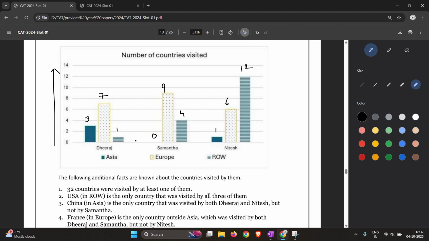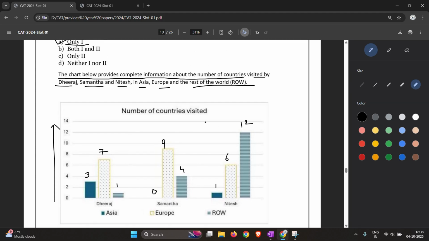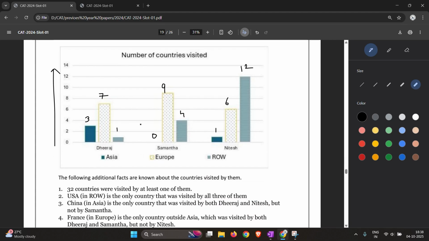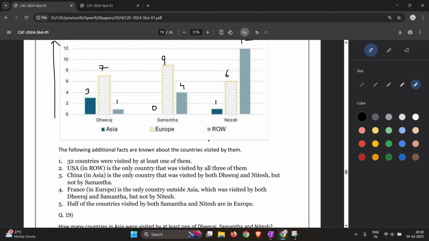So this is the chart that shows that Dheeraj visited 3 countries in Asia, 7 in Europe, and 1 in the rest of the world, and similarly, it gives countries for Samantha and Nitish. But keep in mind that these countries are not mutually exclusive because it does not say anywhere in the question. So the 7 countries that Dheeraj visited in Europe can be common with Samantha as well, right? Because they don't have to be mutually exclusive.